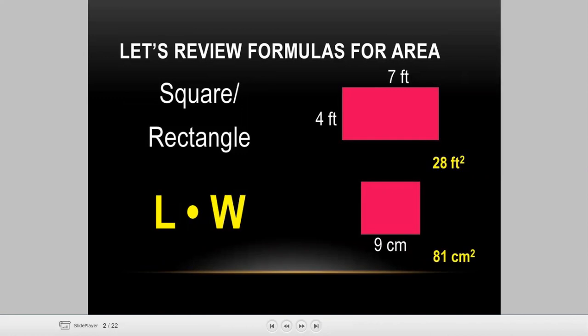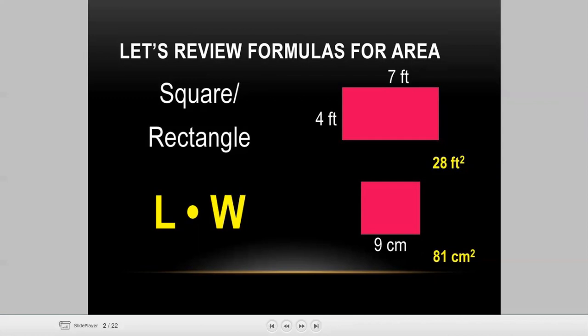The area of the rectangle is the length times the width. So if I have a rectangle of 7 feet of length and 4 feet width, just multiply 7 times 4 to get 28 feet squared as the area of the rectangle.